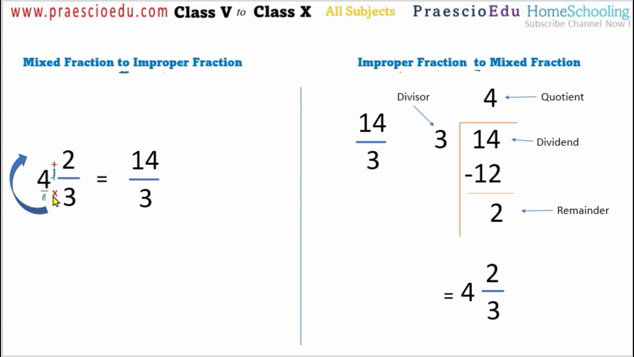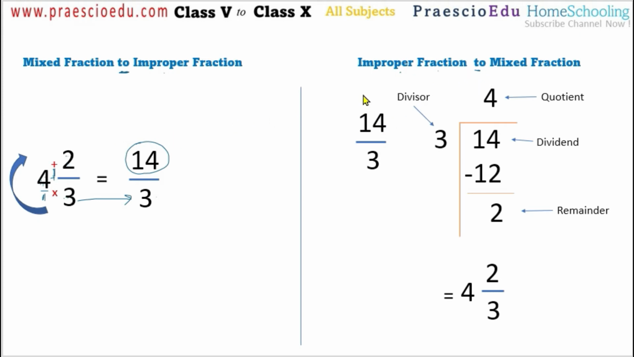So the denominator is 1, and here it is 3, so we directly multiply this 4 by the denominator 3, and then add the 2. So 3 multiplied by 4 is 12, plus 2 is 14. We keep 14 in the numerator, and the denominator is kept as it is. Like this, we can convert a mixed fraction to an improper fraction.